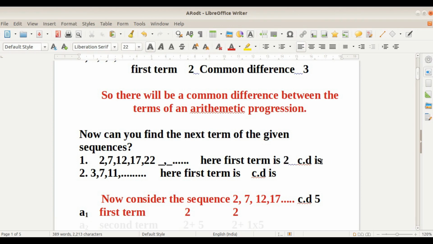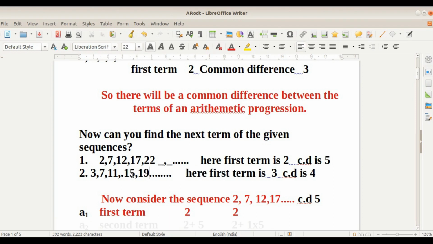Then in the second example: 3, 7, 11, etc. Here the common difference is 7 minus 3, 4, and 11 minus 7 is also 4. So the common difference is 4 and the first term is 3. So we can write the next term: 11 plus 4 is 15. The next term is 15 plus 4, 19.